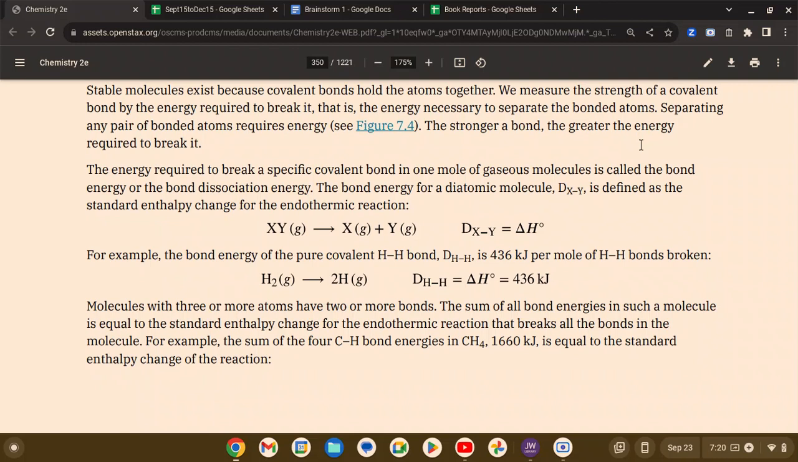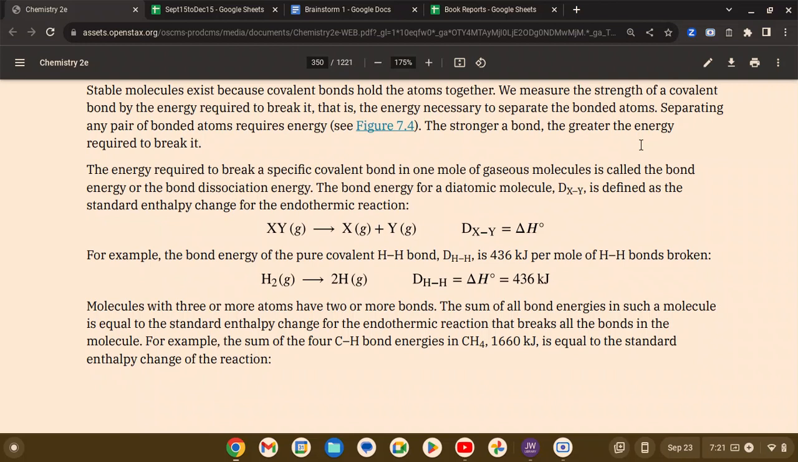The bond energy for a diatomic molecule is defined as the standard enthalpy change for the endothermic reaction. There's the reaction. For example, the bond energy of the pure covalent hydrogen-hydrogen bond is 436 kilojoules per mole of hydrogen-hydrogen bonds broken.